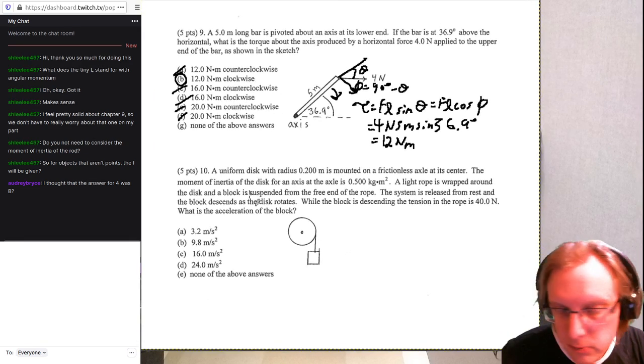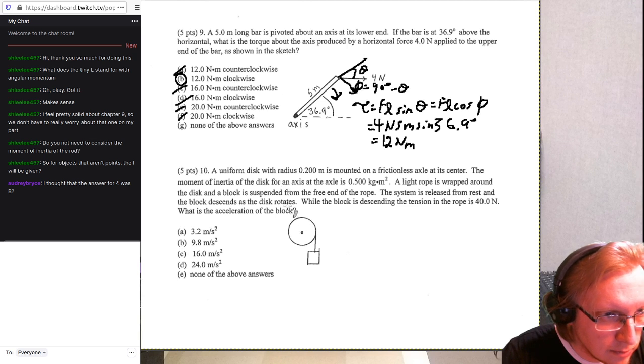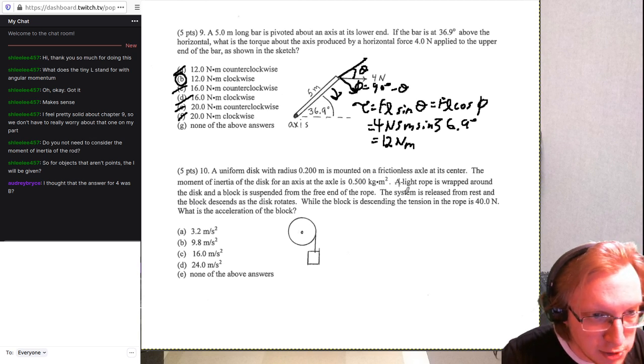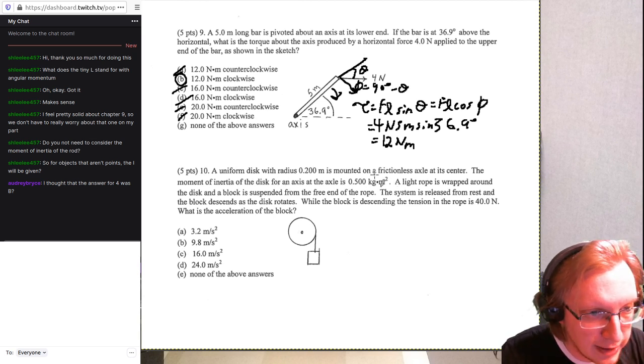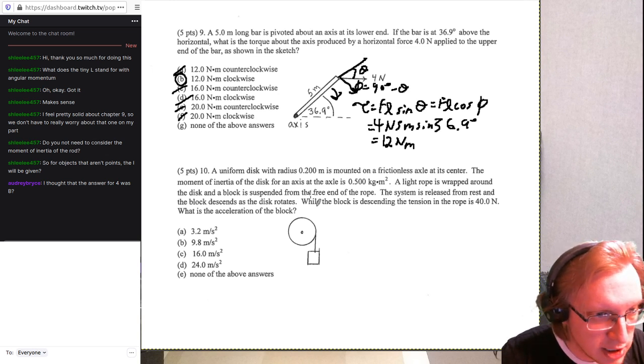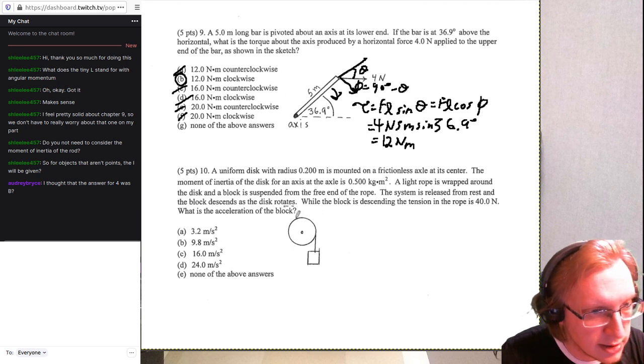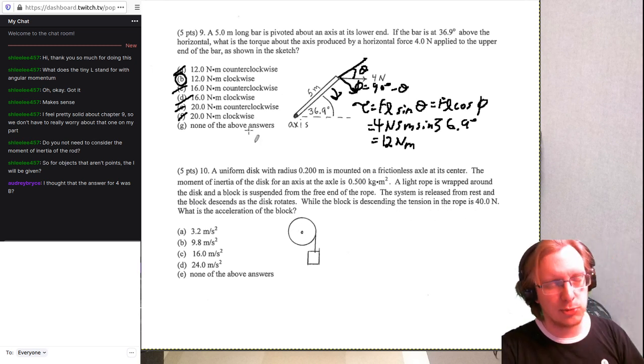There we go. A uniform disc with a radius of this much is mounted on a frictionless axle, and the moment of inertia is provided, 0.5 kilogram meter squared. A light rope is wrapped around the disc and a block is suspended from the free end of the rope. The system is released from rest and the block descends as the disc rotates. While the block is descending, the tension in the rope is 40 newtons. What is the acceleration of the block? Oh boy. Okay.